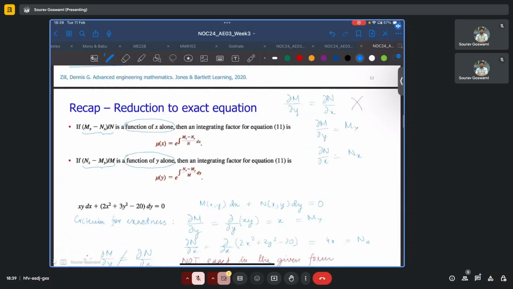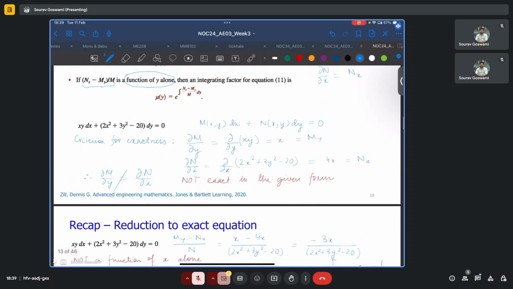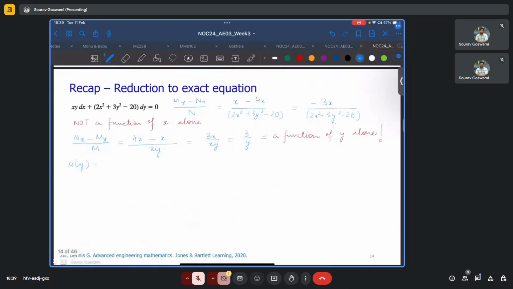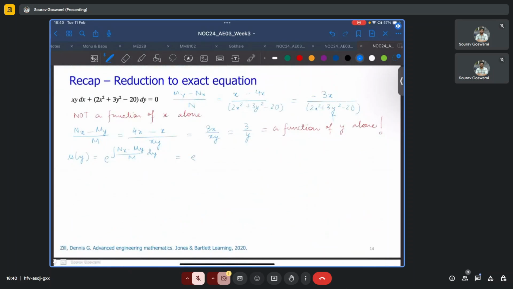To do that, we have to multiply it with the integrating factor mu of y. Mu of y is equal to e power integral (Nx minus My) by M dy, and we already computed this. So (Nx minus My) by M is 3 by y dy, which is e power 3 ln mod y, and e power ln is simply y. So this is y cube.